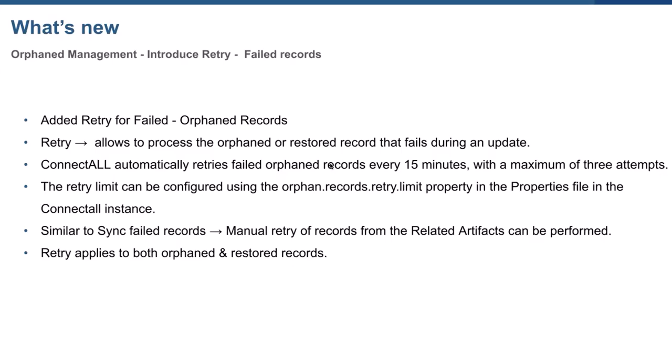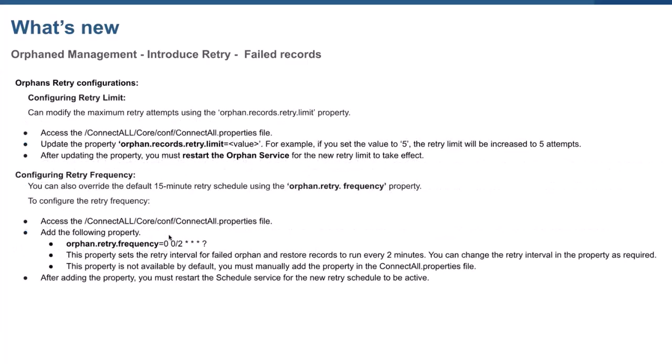If a customer wants something different, say every 10 minutes, or every 30 minutes, or 10 attempts, we can still do it in a property. But here, we have given you a 15-minute frequency, wherein every 15 minutes it'll attempt, and it'll attempt just 3 times. If the attempt is not successful, it'll be there on the related artifacts, and we can go ahead there and do a manual retry. The same behavior will work for restore functionality also. Since orphan retry needs a restart of orphan services, we cannot give this on the UI. This will be in the property file on our ConnectALL instance.